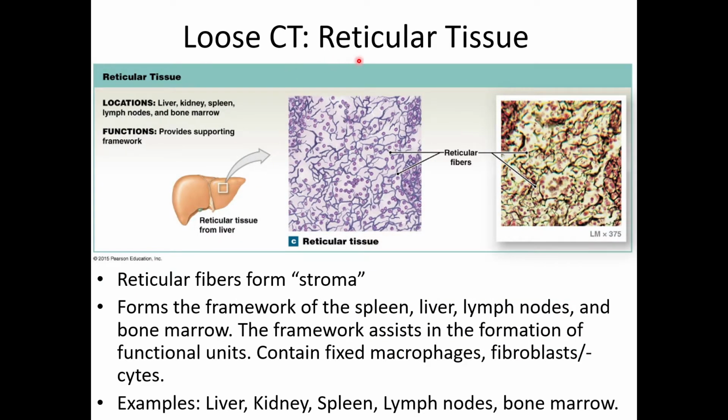And then finally, looking at loose connective tissue, the reticular type of connective tissue. The general function is that it provides a supporting framework. Imagine you're drawing an outline of the liver. That outline of the liver would be made out of these reticular fibers, and it's just to support the liver or any of these organs suspended in the cavities.